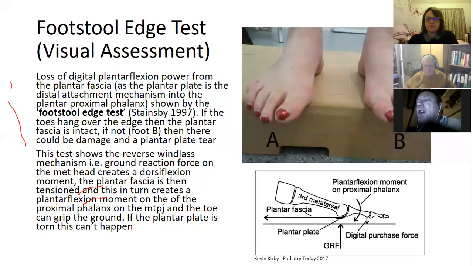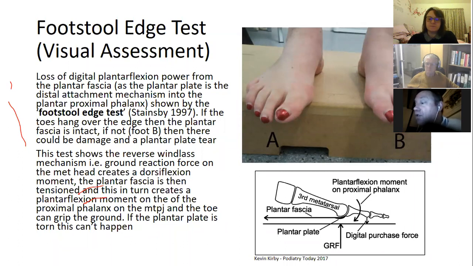The whole idea is that these tarsometatarsal joints allow the metatarsal shafts to dorsiflex slightly as a shock absorbing mechanism, but that stretches the plantar fascia. As soon as the metatarsal heads bear weight and dorsiflex slightly, because the plantar fascia is under tension, in what is known as the reverse windlass mechanism, the toes are pulled down. The proximal phalanx is now pulled onto the ground.